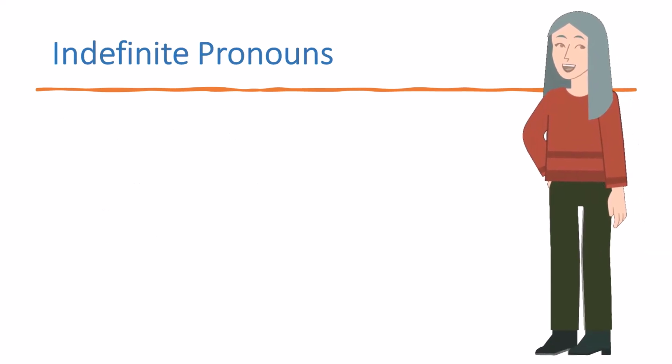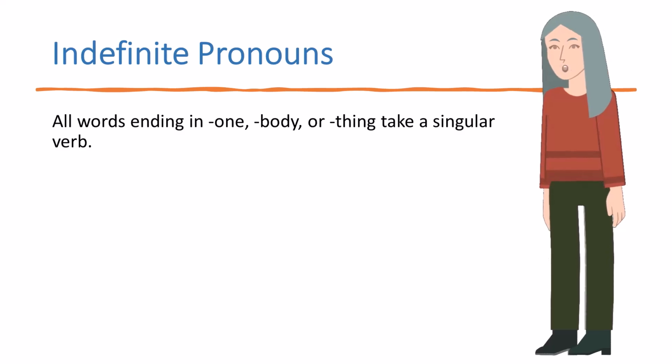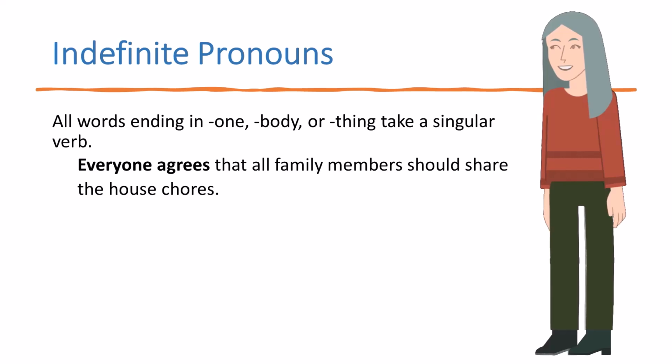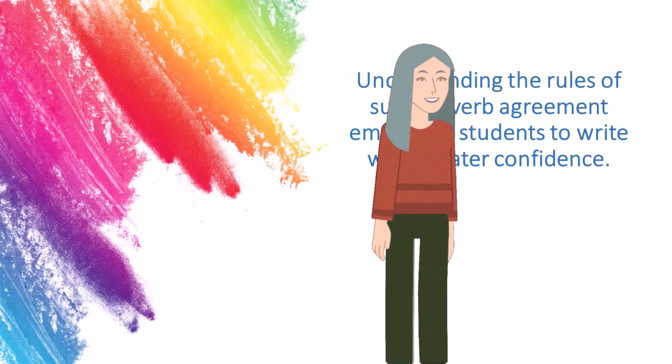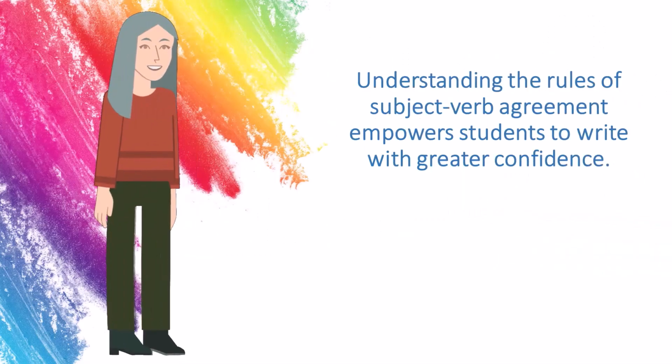Last, let's explore the situation of indefinite pronouns. These refer to all words ending in one, body, or thing, which take a singular verb. For example, everybody or everyone agrees that all the family members should share the house chores. The indefinite pronoun everyone is the subject and takes a singular verb, agrees. We can all agree that these tips on subject-verb agreement will help students be more confident with academic writing.